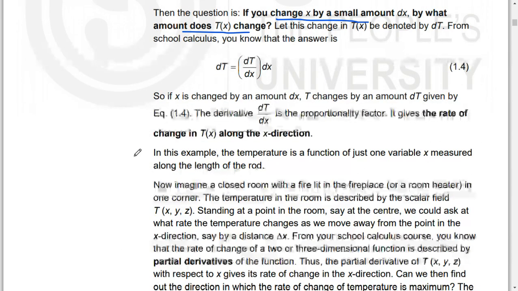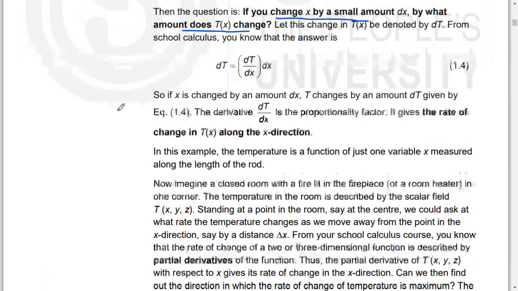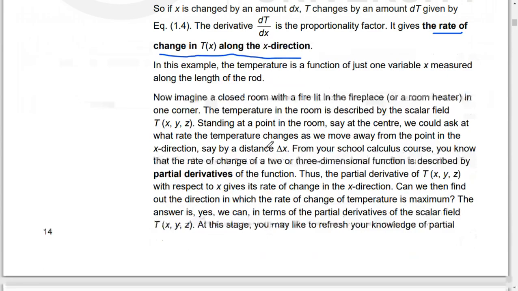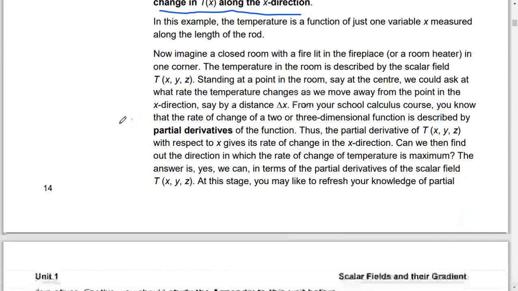So, if x is changed by an amount dx, T changes by an amount dT given by the equation. The derivative dT by dx is the proportionality factor. It gives the rate of change of T(x) along the x direction. In this example, the temperature is a function of just one variable x, measured along the length of the rod.